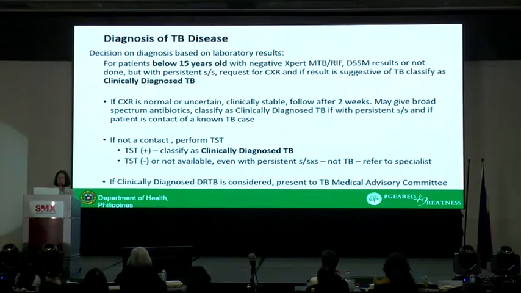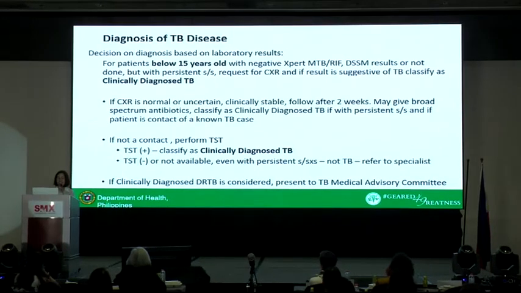Okay, so how do we do the diagnosis? For patients below 15 years old with negative expert or DSM results, or the DSM is not done, but still with persistent signs and symptoms, we can request for chest x-ray if it was not done initially, and if the result is suggestive of TB, then we classify them as clinically diagnosed. Meaning after doing all the tests and we are still convinced that they have TB, then we can still classify them as having TB, but we will label them as clinically diagnosed TB.